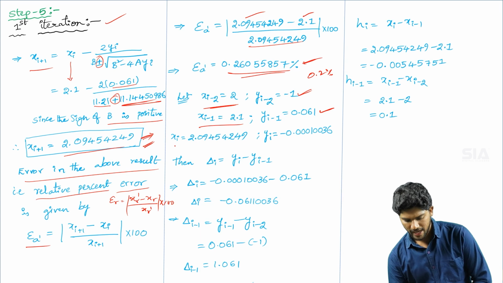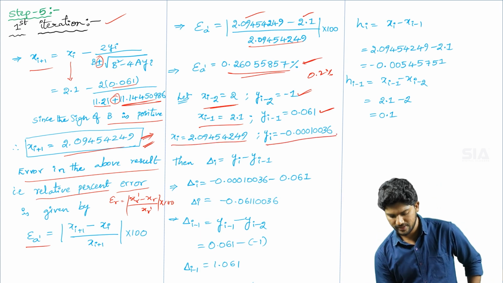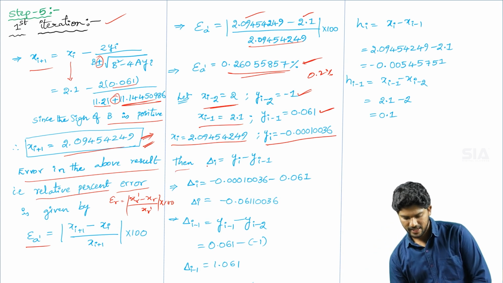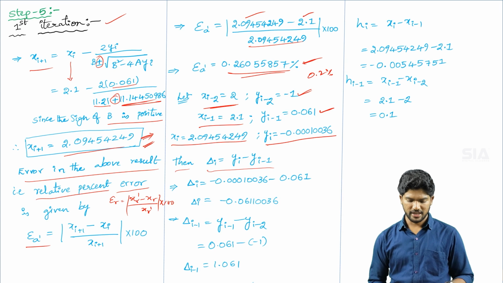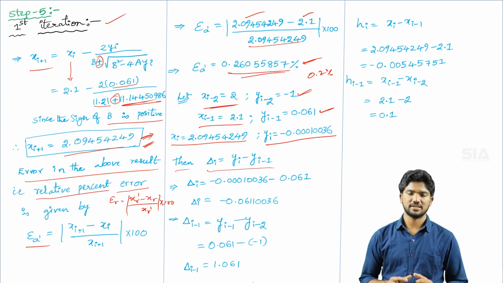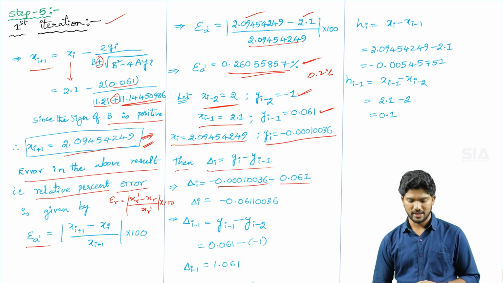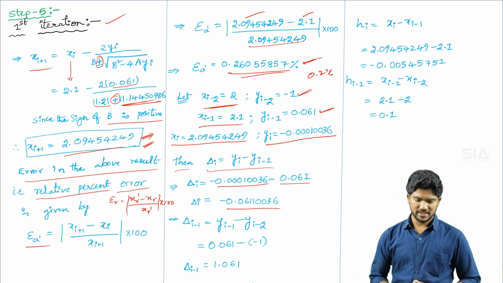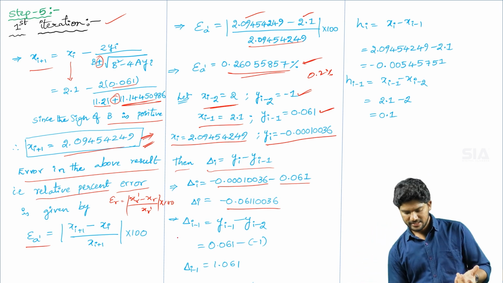Okay, so therefore, we have x suffix i by using that condition, and we have y suffix i equal to that condition. So therefore, from this condition, delta suffix i, by the forward difference operator, is equal to y suffix i minus y suffix i minus 1. Substitute those values y suffix i and y suffix i minus 1, simplify, and you will get delta suffix i is equal to minus 0.6110036. Next, delta suffix i minus 1.